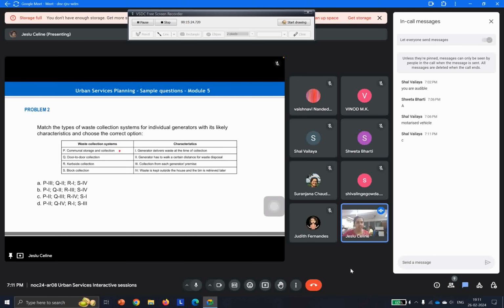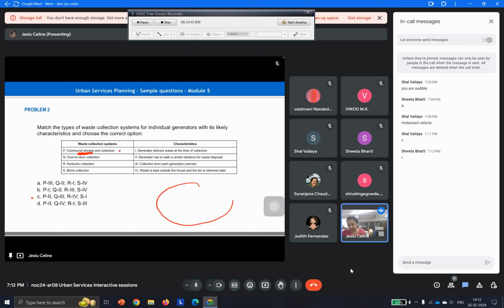Okay, somebody says C as the answer. So I'm assuming that you're talking about option C. But before that, let's go into different options, which is better. One. So Shweta says one. Generator delivers waste at the time of collection. Okay. So communal storage, the generator is not delivering at the time of collection, right?